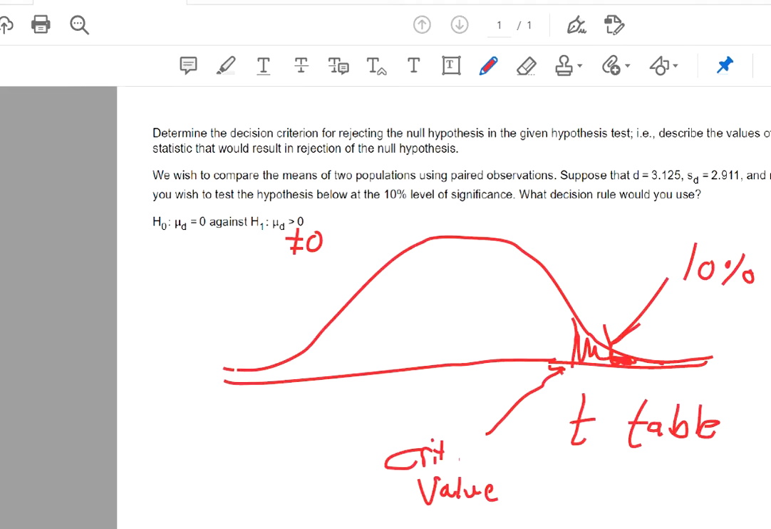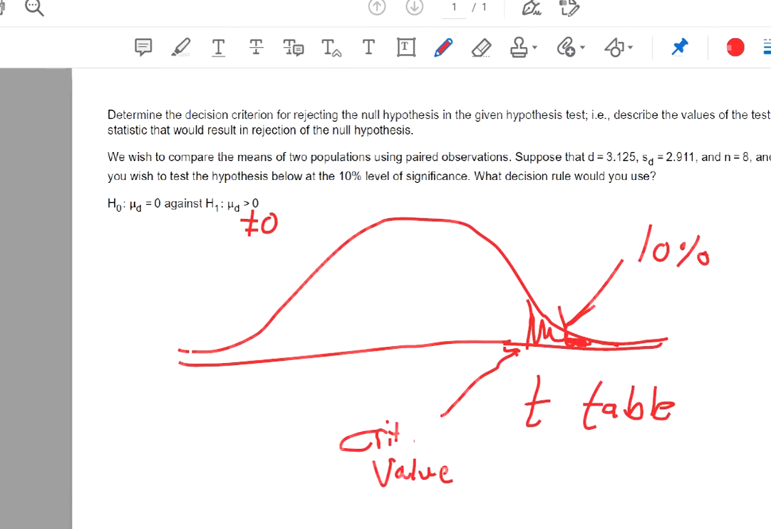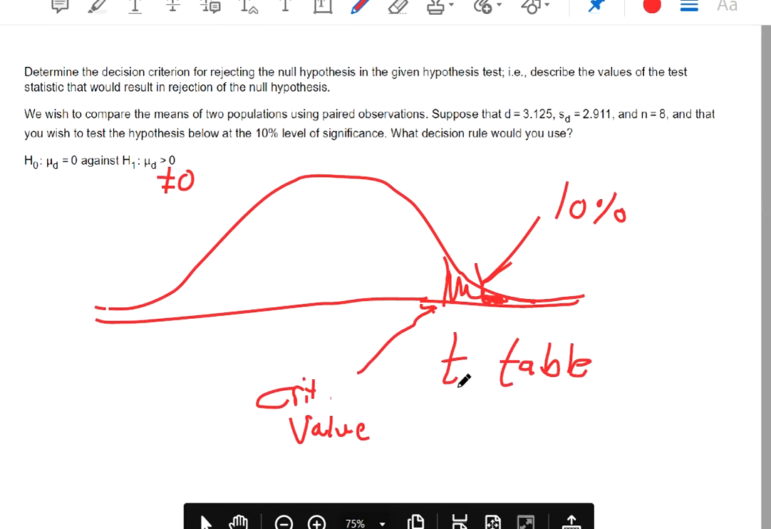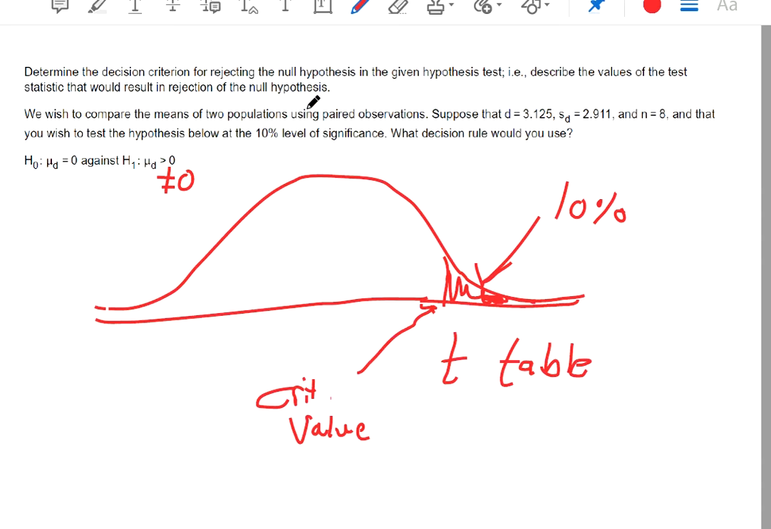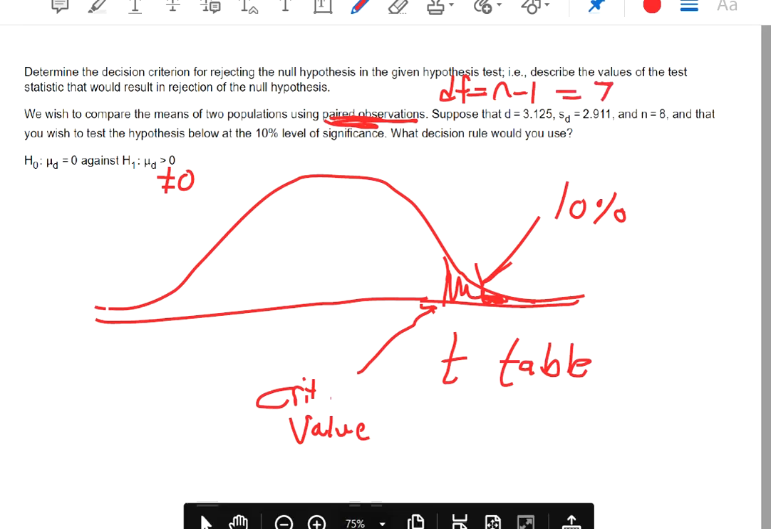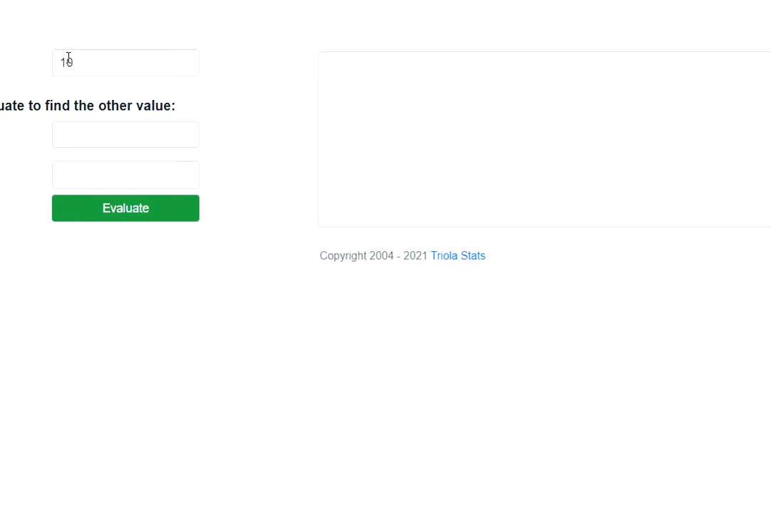Now for my problem, my sample size was 8, and since we're doing a hypothesis test for paired data sets using paired observations, that means that the degrees of freedom is just going to be n minus 1. So my n is 8. That means my degrees of freedom is 7 for this problem. I need to know that to type it into my table here. So degrees of freedom, I'm typing in 7.